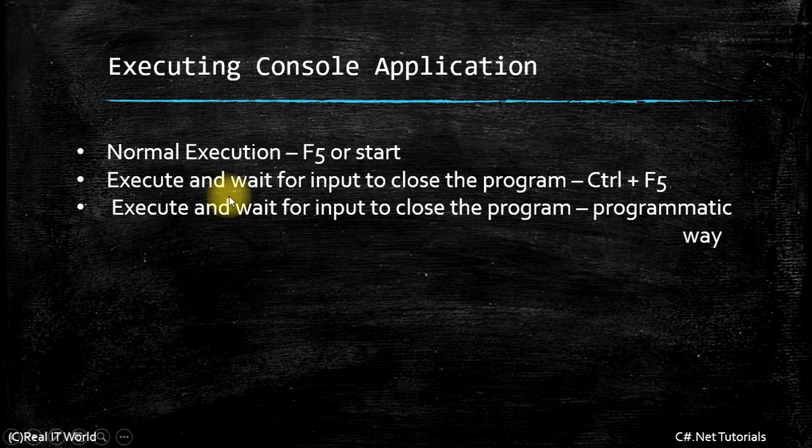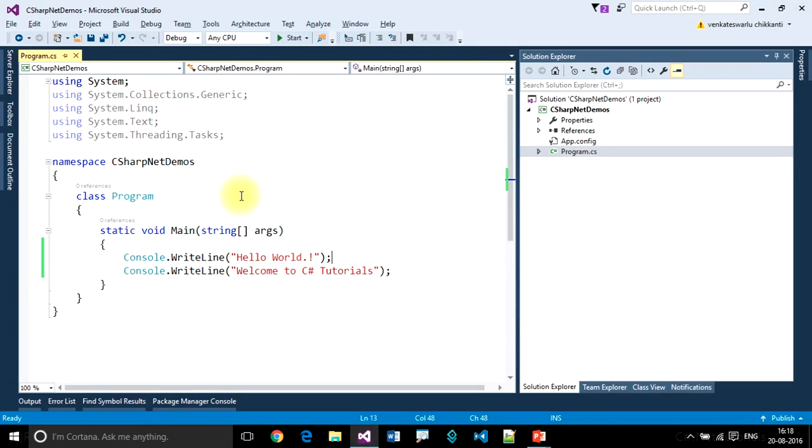So that is normal execution. Before, we pressed F5 so that it would execute and go. So we were unable to see that output, right? If you want to see the output, you need to make your program wait for user input to close. For that you need to press Ctrl F5. So let's look at that. I'm pressing Ctrl F5.